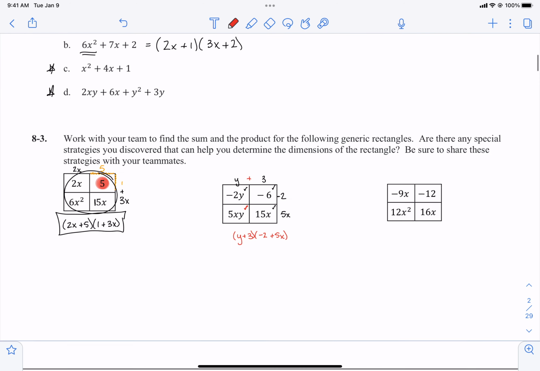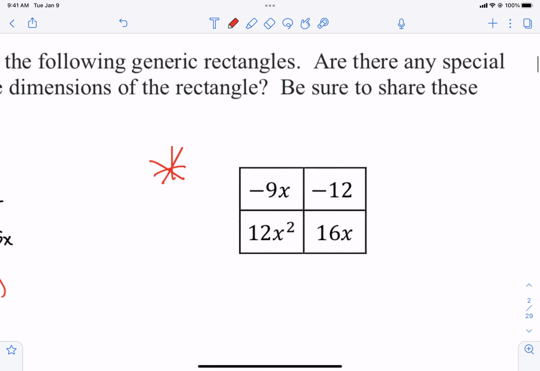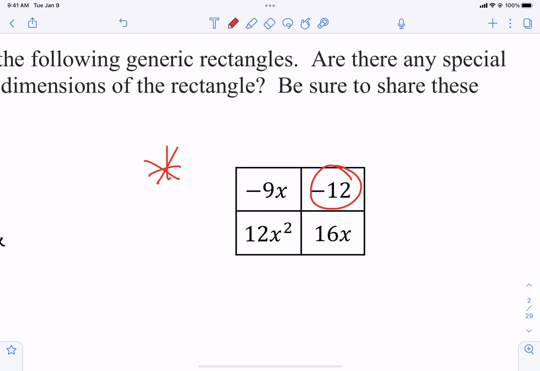Very nice job. Now again, I want you to pause the video and try to work through this problem and see if you can come up with an answer. Remember, I would try to start up here in this box.